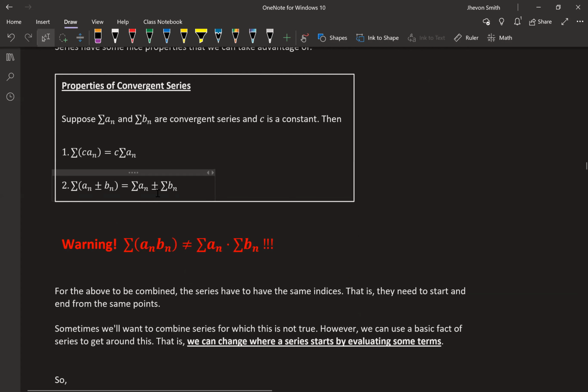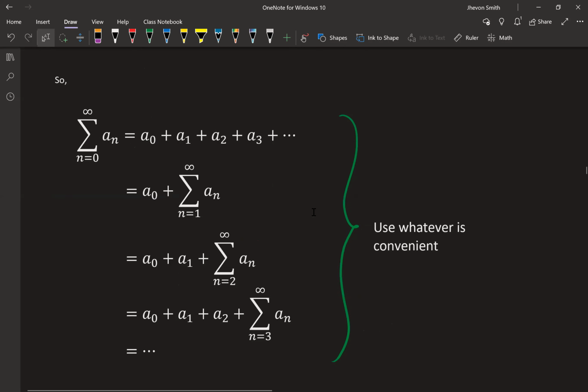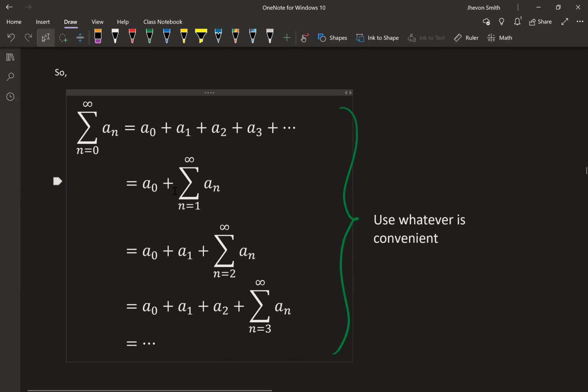Because we can only combine series when they start at the same point. So to get the series to start at the same point, I might have to do something like this, after which I can combine them into one big series. That's going to be very important.